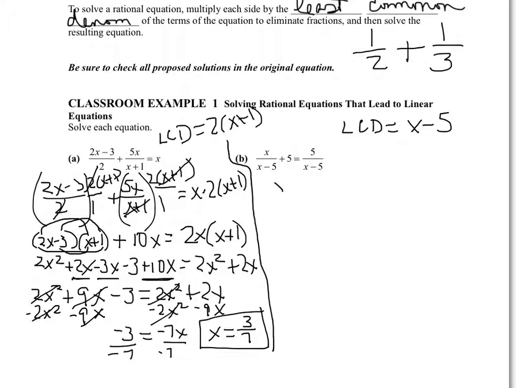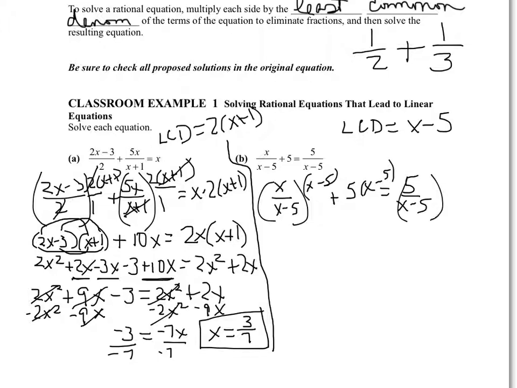So I'm going to have to take every term, both sides of this equation, and we will multiply by that LCD. So we'll multiply the first term by x minus 5. We have to multiply the 5 times x minus 5. And we have to multiply the fraction on the right times x minus 5. Now what happens is on our fractions, the denominator cancels with the LCD.